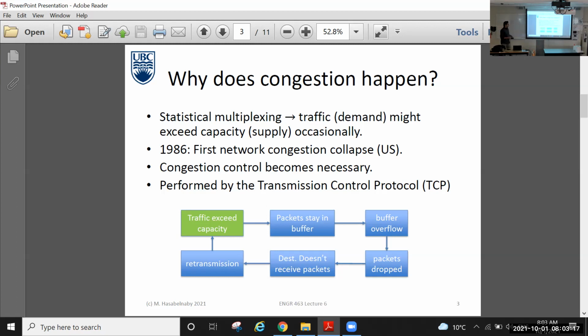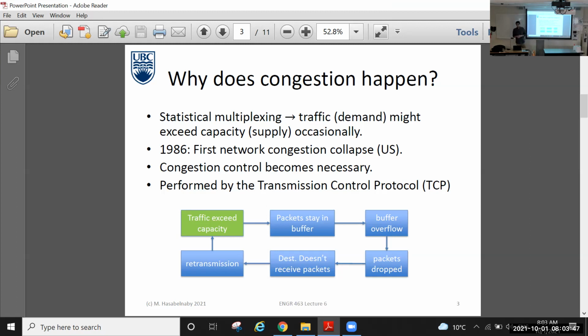So as you can see, congestion can lead to two accidents. The first one may lead to packet loss, and for sure it will lead to delay. So if we have congestion, the network may suffer from packet loss or delay or both of these accidents.